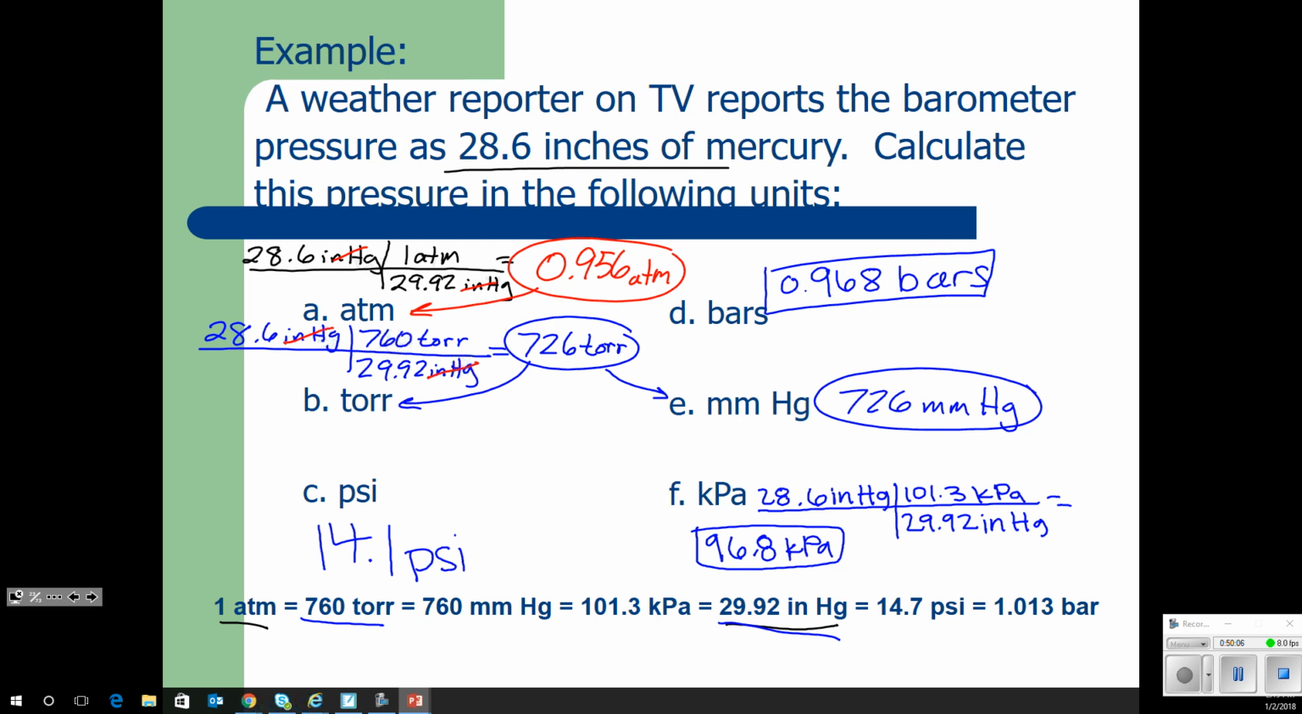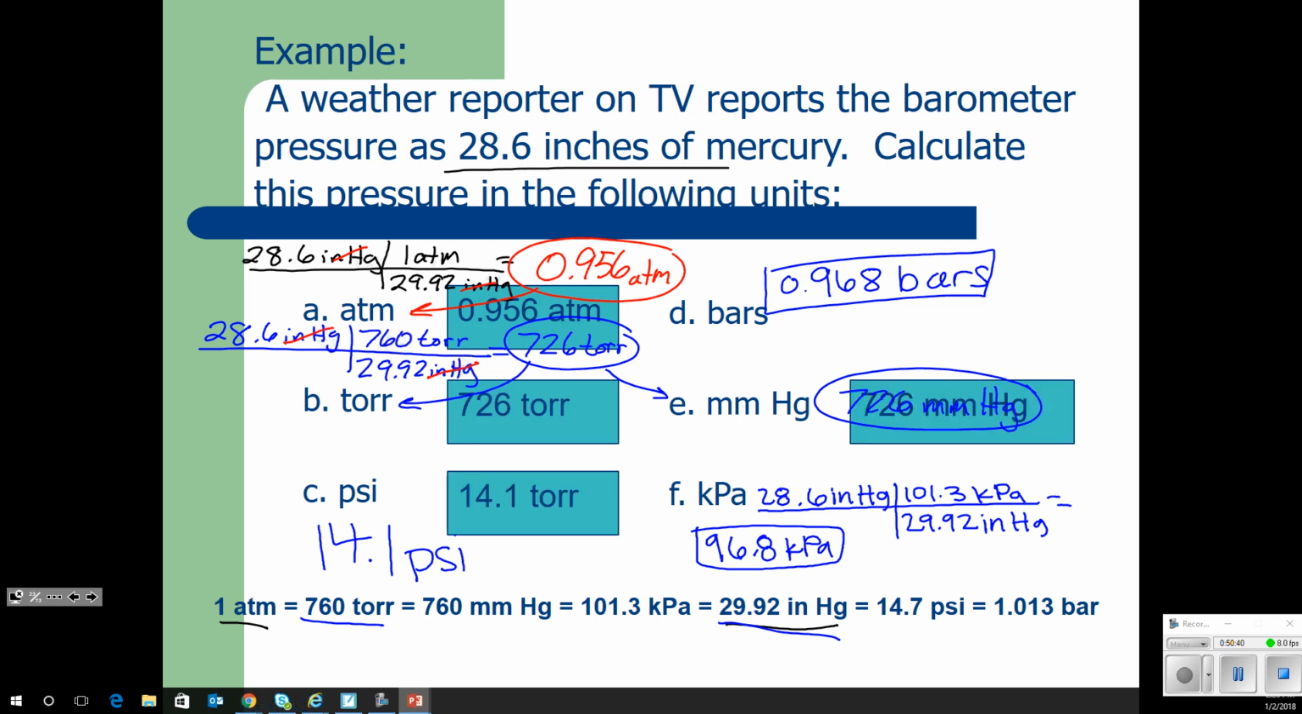Okay, let's check these. How do we do? On C, did everybody get 14.1 psi? Woohoo! On D, did we get 0.968 bars? Yes. And on F, did we get 96.8 kilopascals? Woo! Pretty easy. Okay, we're going to be using this a lot. So this is something you want to keep near you. It might be something you want to put on your card, unless you've got it memorized. And I got all the same answers you guys did, which is good.